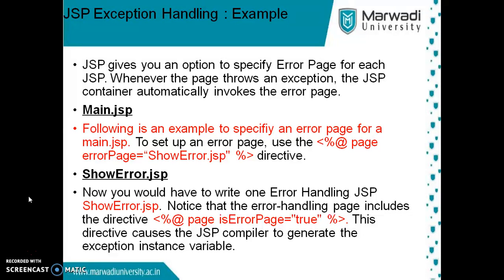This directive causes the JSP compiler to generate the exception instance variable. So in other words, the JSP container will give you one implicit object, namely exception. That is one of the implicit objects.